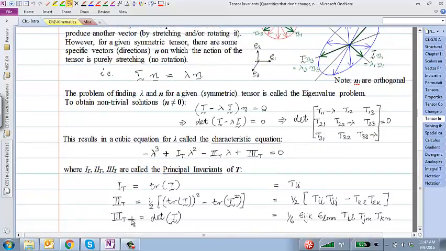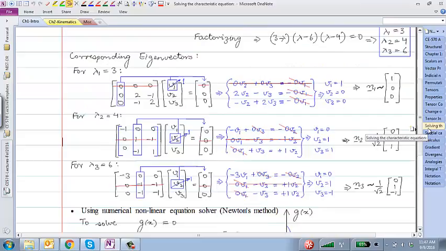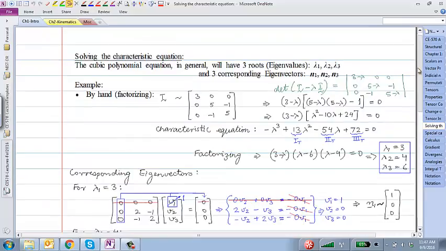And we listed out the first three primary invariants, which happen to be the coefficients of the characteristic polynomial. So this is basically stuff that, again, confirms that tensor components can be formed into a matrix, and all of the regular matrix algebra that you've learned, eigenvalues and eigenvectors and all that, applies to tensors as well.